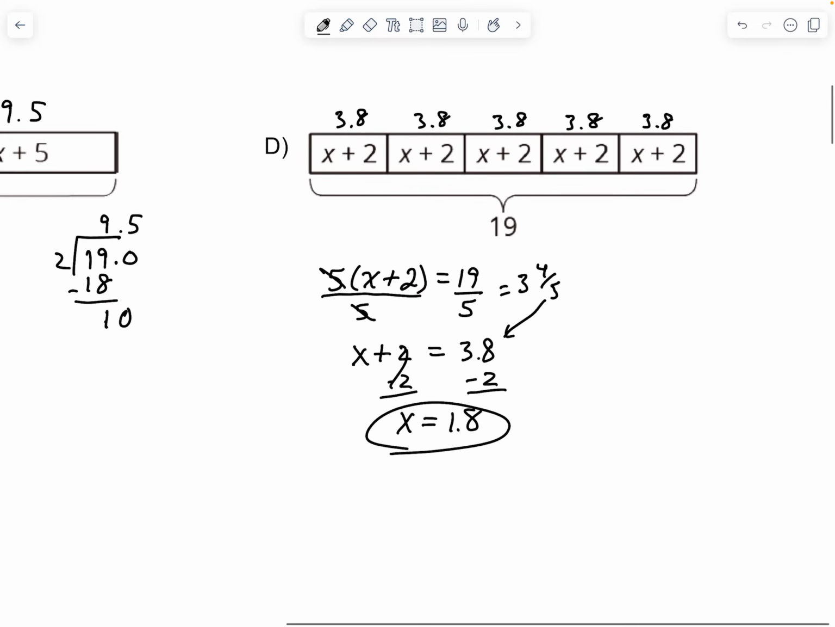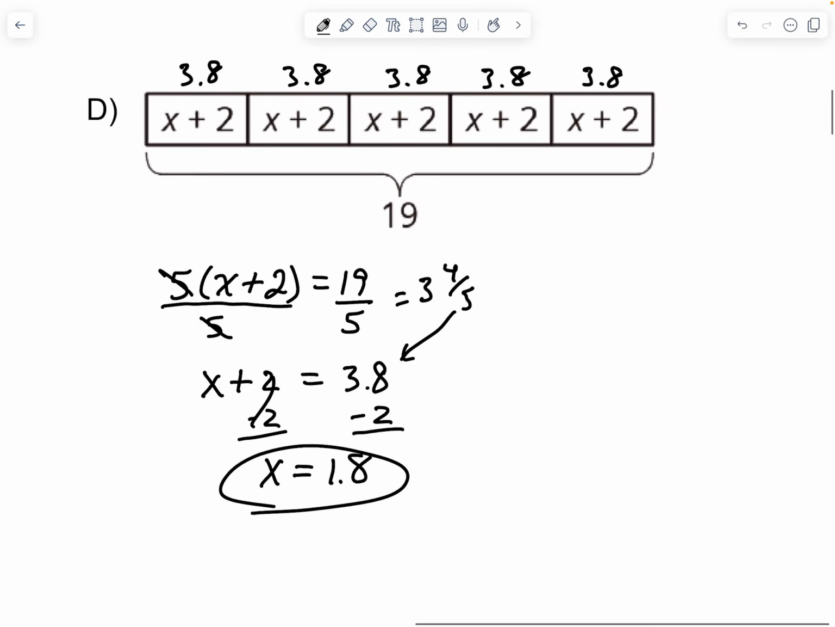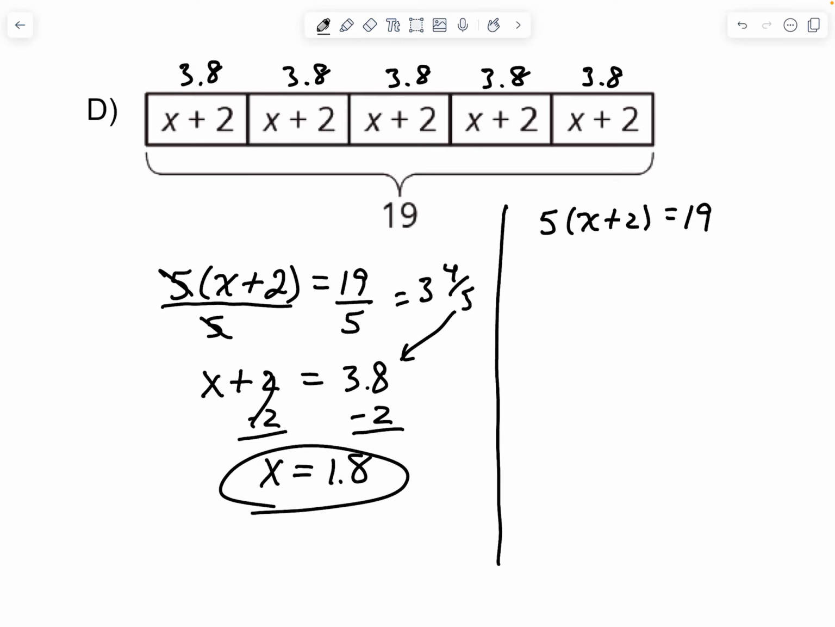Now another way you can look at this, if you wanted to draw it this way, you don't have to do this the second time, but I'm going to write it this way. We could have 5 times x plus 2 equals 19. And I could use my distributive property. 5 times x is 5x. 5 times 2 is 10. And that equals 19. In this scenario, we have to solve it a little bit differently. We have to first get rid of our 10, subtract 10 from each side.